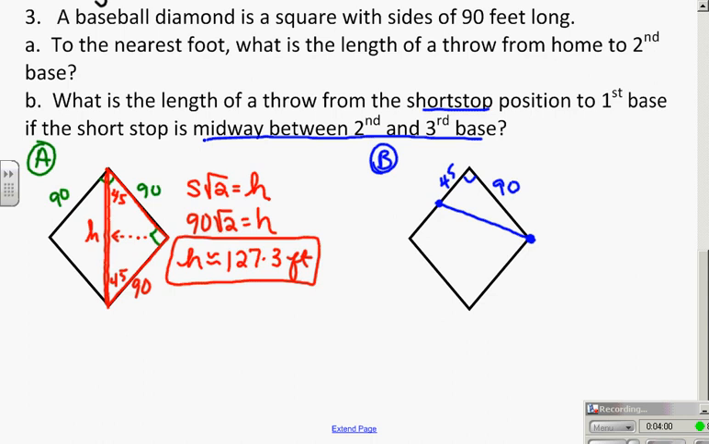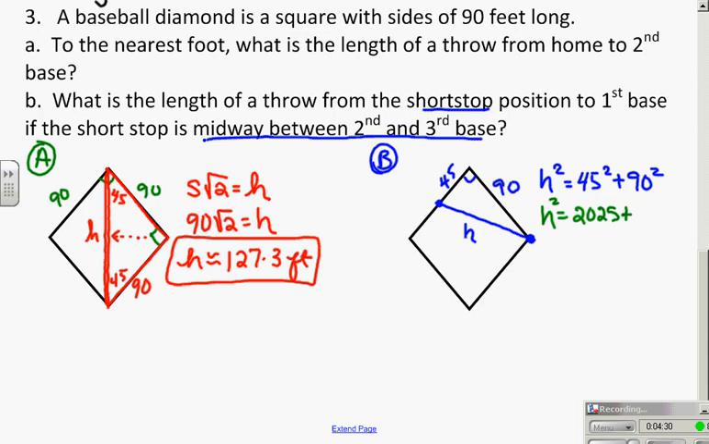Here's my right angle. I know that this is 90. In this case, I don't know anything about the angles. So I'm going to go ahead and use the Pythagorean theorem with h squared is equal to 45 squared plus 90 squared. It's always tricky, but when in doubt, use the Pythagorean theorem. If you're not sure you know the angles are 45, 45, 90 or 30, 60, 90, don't take the chance because Pythagoras always works.